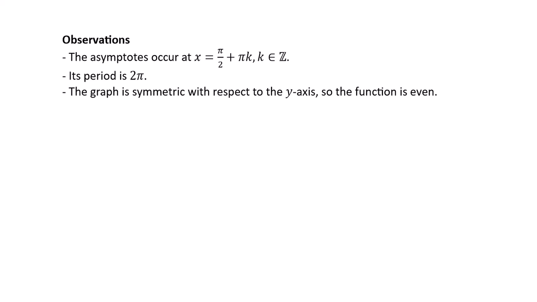So just to summarize the secant graph, the asymptotes are going to occur at x equals pi over 2 plus pi k, where k is an element of the integers. Now the period is 2 pi. So the period of the secant graph is the same as the period of the cosine graph, the same as its reciprocal function. The graph is symmetric with respect to the y-axis, so the secant function is even.